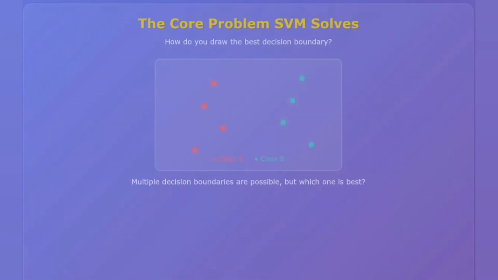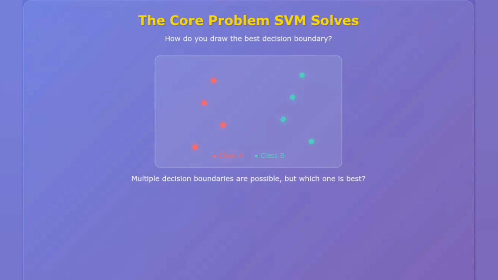Let's start with a simple question. Imagine you have data points from two different classes scattered on a plane. How would you draw a line to separate them? You might draw several different lines, and many of them would work perfectly fine for this training data. But here's the key insight that SVMs bring to the table. Not all decision boundaries are created equal. Some will generalize better to new, unseen data than others.